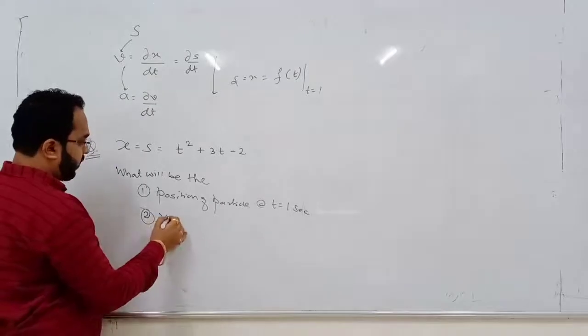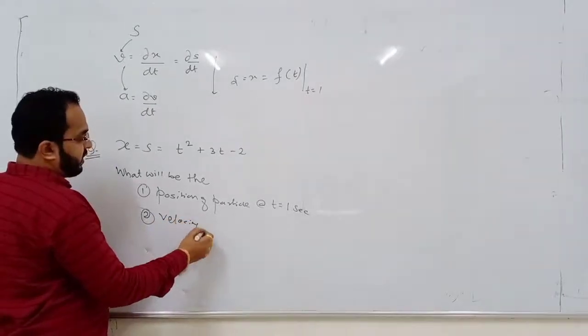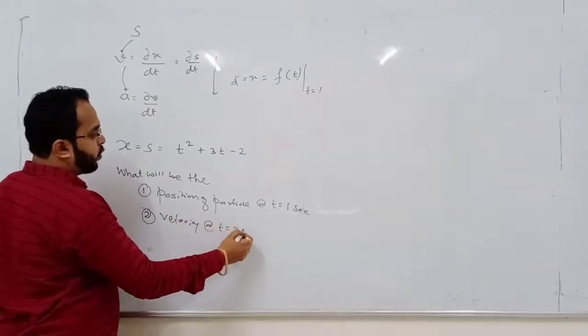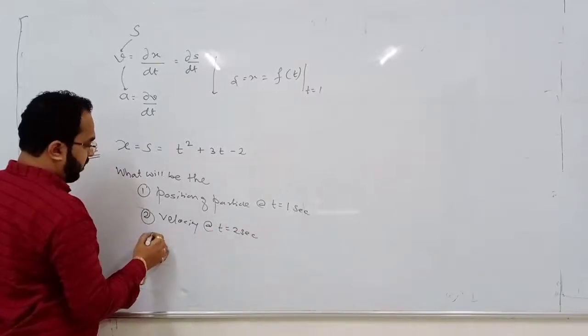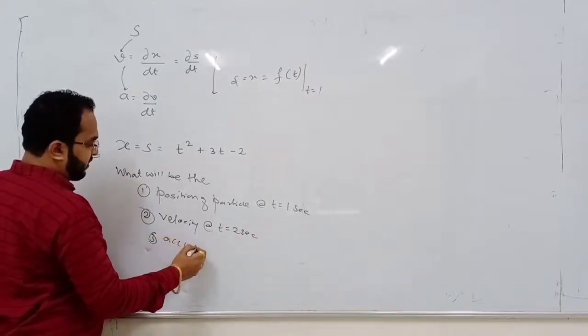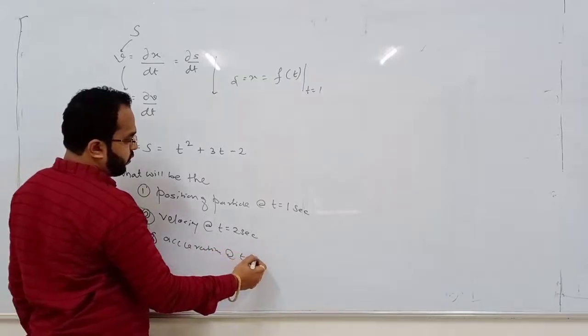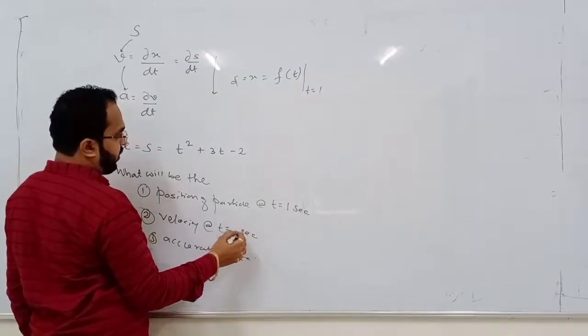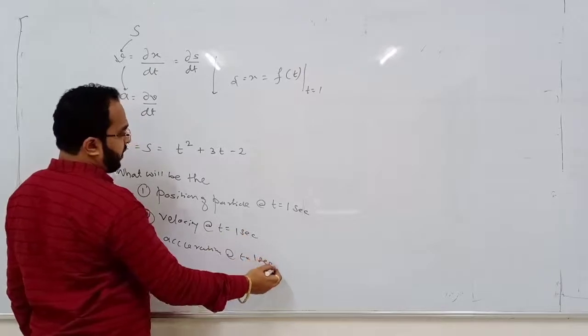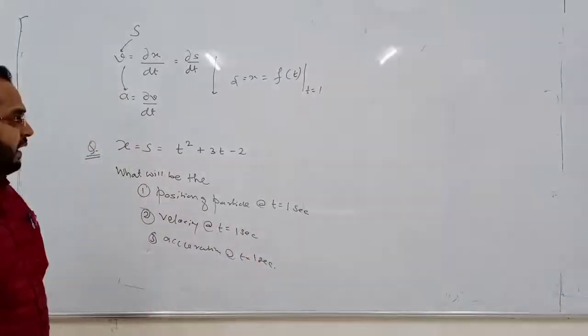Then, velocity at t is equal to 2 seconds. Third, acceleration at t is equal to 1 second. We have to find all three.